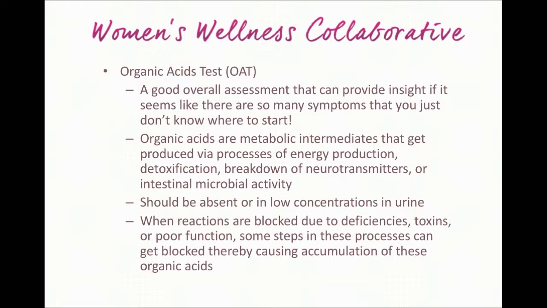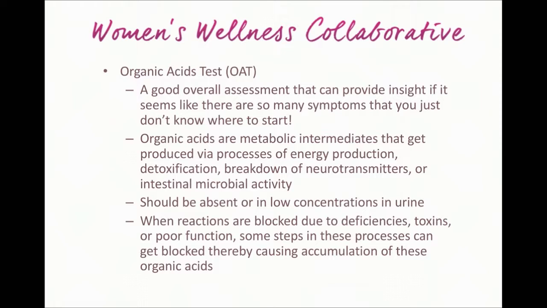And so basically what we usually want to have happen is for all of those cycles to be able to complete themselves. What can happen when there are issues with detoxification problems or problems with neurotransmitter breakdown or problems with inappropriate intestinal microbial activity is that some of these things can interfere with the body's ability to complete these processes. So what you'll wind up with is excesses of certain intermediaries that should be then used in the next step of the process but don't get used because that process has been blocked.